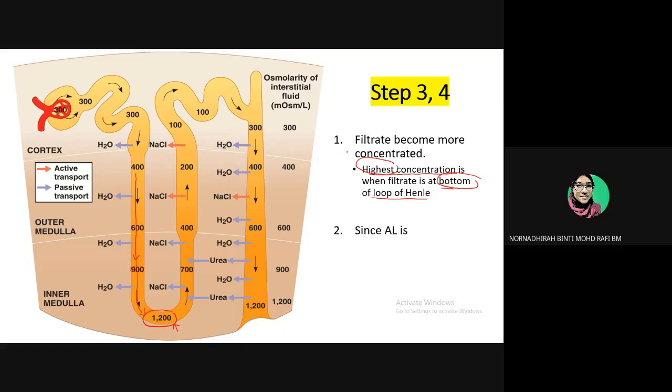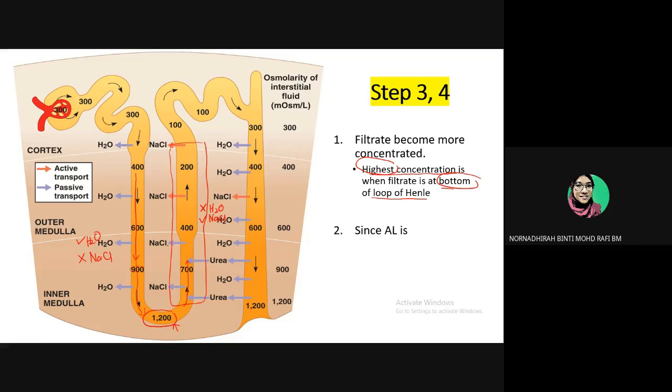Okay, next adalah what will happen to the filtrate as the filtrate moves up the ascending limb? We will talk about the characteristic of ascending limb. Okay, so ascending limb ni berbeza dengan descending limb. Kalau tadi descending limb is permeable to water and impermeable to NaCl, now the ascending limb is different. Berbeza, berlawanan dengan descending limb tadi. So apa yang akan berlaku? Okay, it is impermeable to H2O and permeable to NaCl. So what will happen?